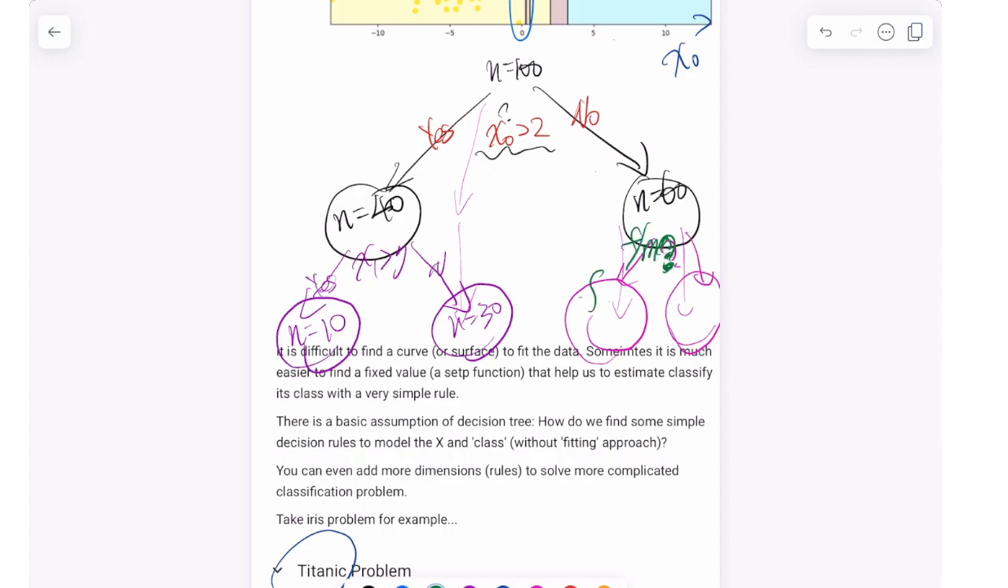So maybe the female goes here, the male goes here at that point. The way you divide the space is not necessarily numerical, for example, larger than 7, less than 2. It can be a question about a categorical feature: is it a male or a female, is it a child or an adult. So you can use categorical data in tree-like algorithms.